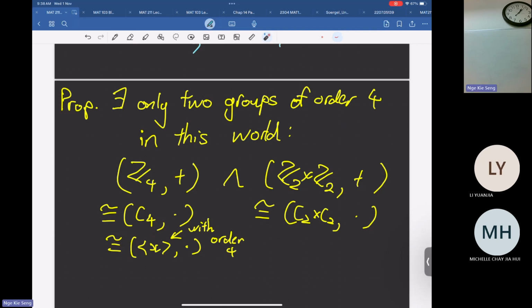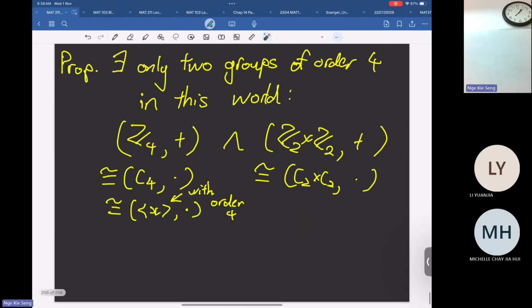You need to understand this. Try and write it out. If you don't understand, please ask. Let's try and write it out. I want to prove this, so let's prove this.